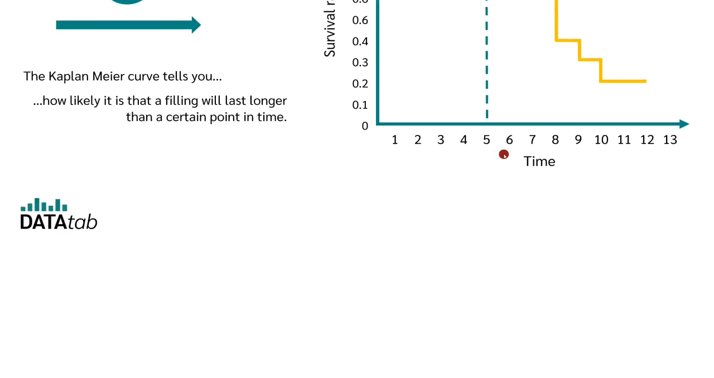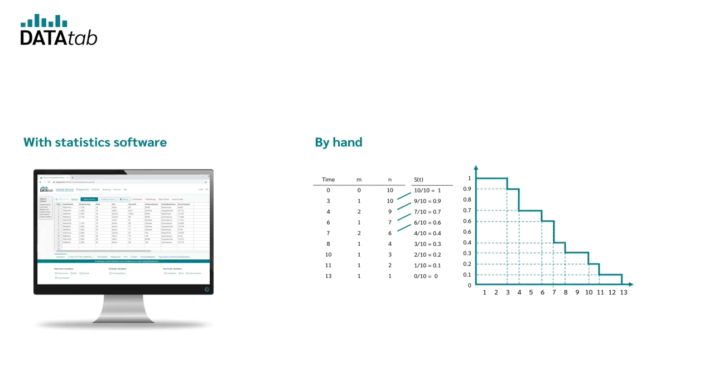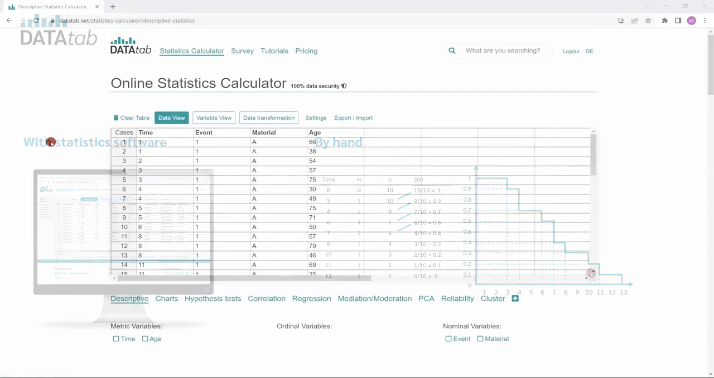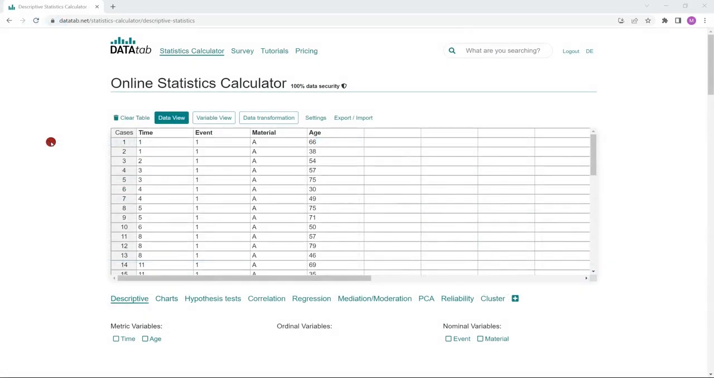This leads us to the question how you can create a Kaplan-Meier curve based on your own data. Here I will show you how you can easily create the Kaplan-Meier curve online with DataTab, and then we'll go through how you can calculate the required tables by hand and how you can draw the Kaplan-Meier curve using these tables.